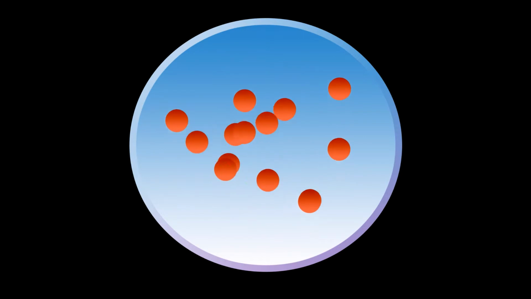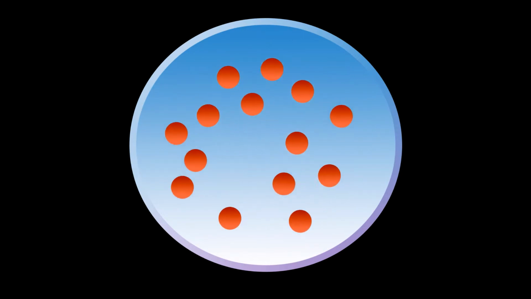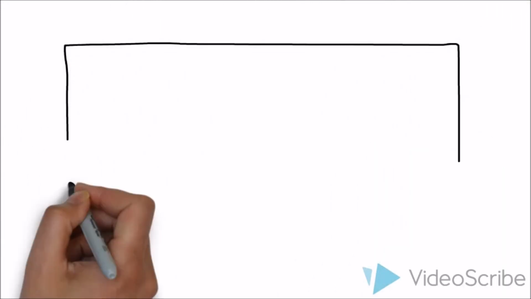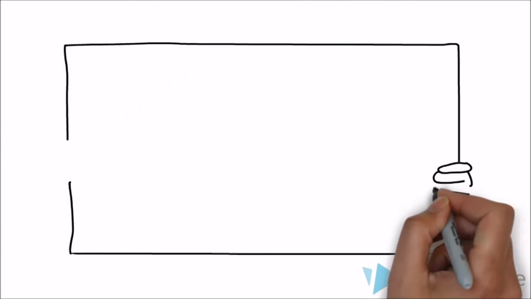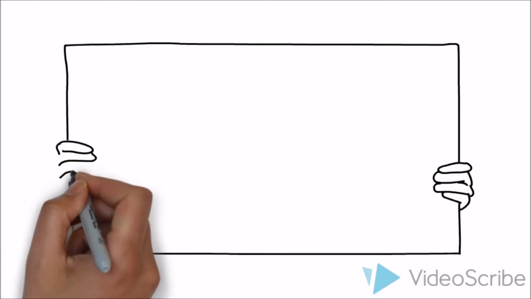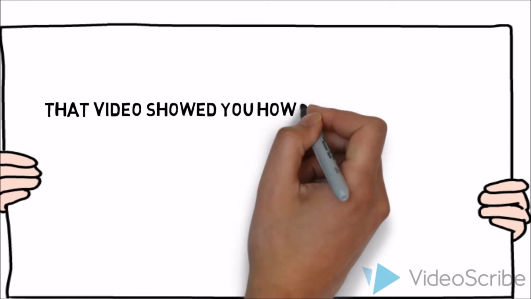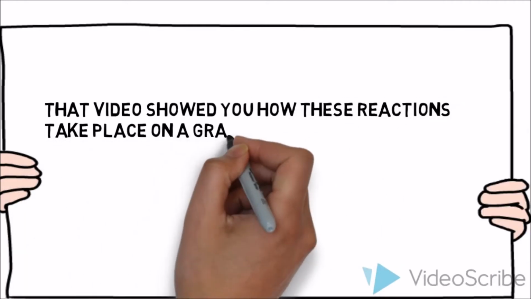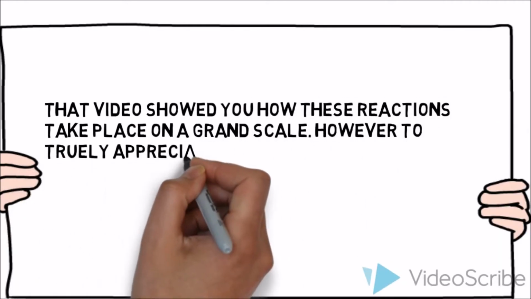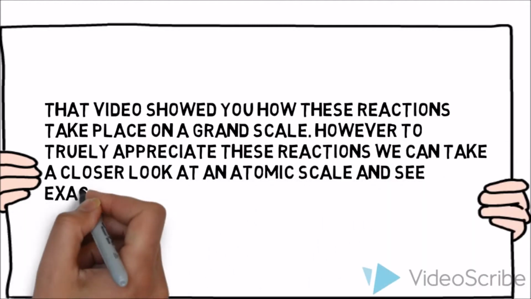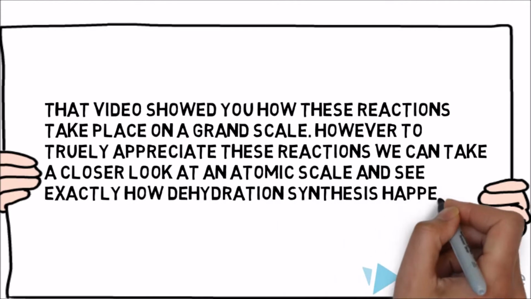In this clip you see a bunch of monosaccharides bouncing around. Now these monosaccharides will form a chain of polysaccharides. That video showed you how this reaction takes place on a grand scale. However, to truly appreciate these reactions, we can take a closer look at an atomic scale and see exactly how dehydration synthesis happens.